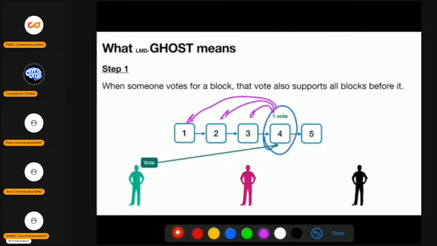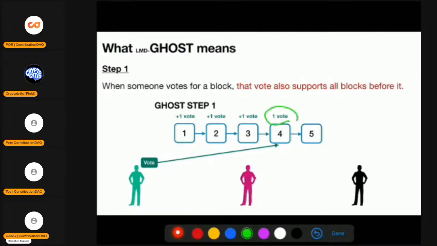Because in blockchain, block 4 also includes the hash from block 3, and block 3 also includes the hash of block 2, and block 2 also includes the hash from block 1. And this means that if you vote for block 4, it is like you also implicitly vote for block 3, block 2, and block 1. And that is why the LMD step makes sense here.